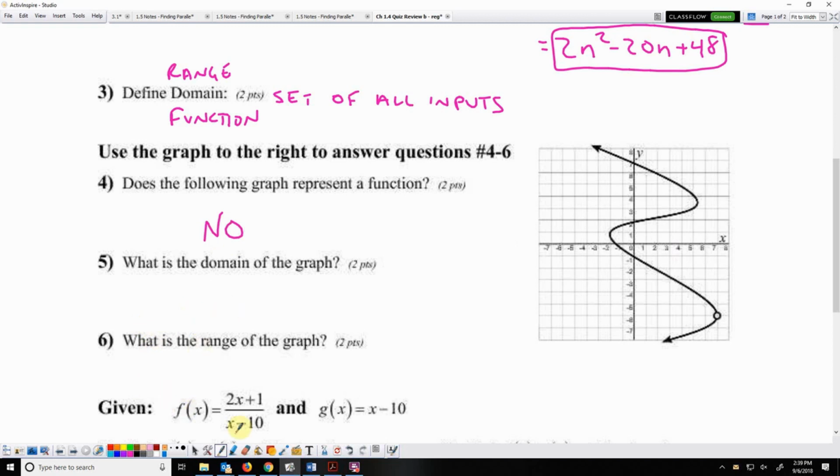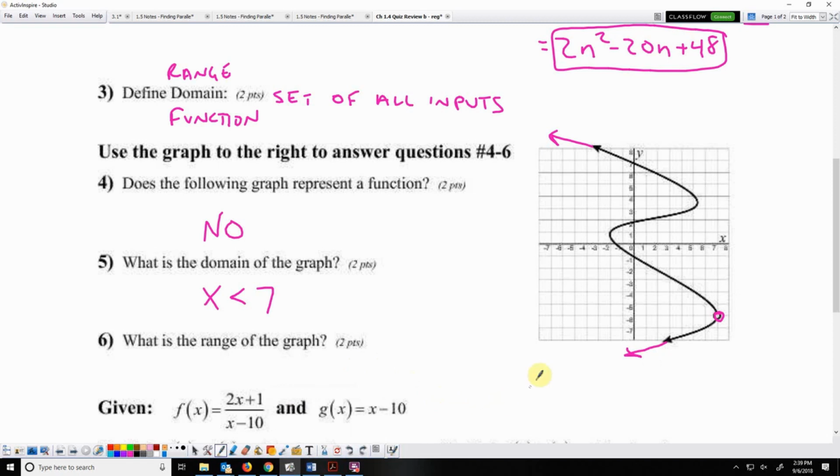What is the domain? So domain is left to right. It goes left forever. It does not go right forever. It only goes this far. And it doesn't even include this point right here. It gets infinitely close to an x value of 7, but it doesn't touch it. So for our domain, we'll say it's all x's that are less than 7, not equal to, so no underline. If this was filled in, then it would be or equal to. But it's not filled in, so it's not equal to.